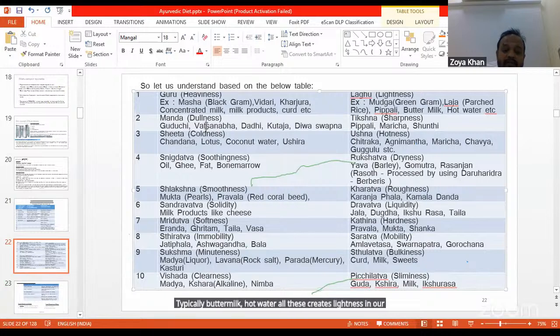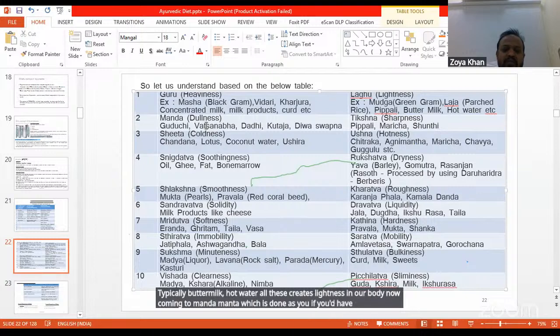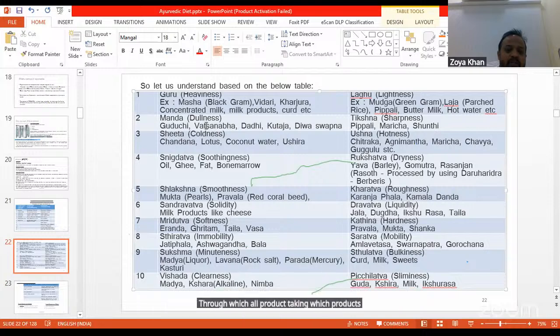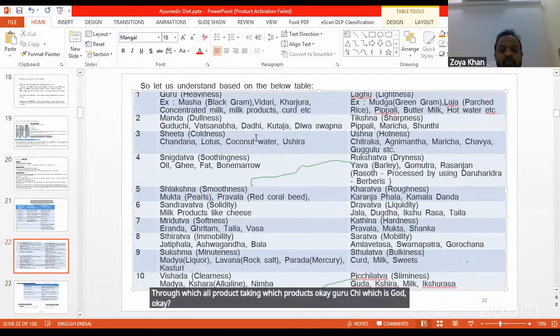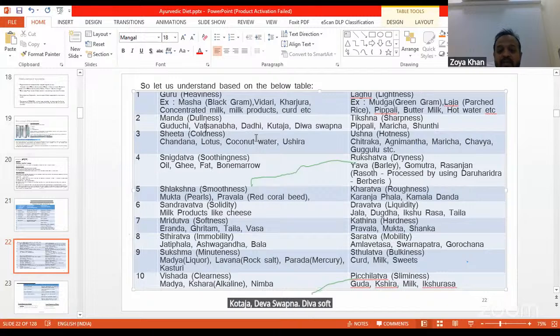Now coming to Manda, which is dullness. If you have seen many cases, many people say you get very dullness in your stomach, dullness in your body. So all this happens through taking which products? Okay, Guruchi, Vatsanabha, Dadhi, which is curd, okay, Kutaja, Diva Swapna, again, day sleeping. All these create dullness.